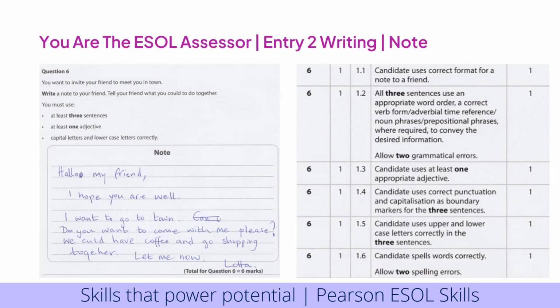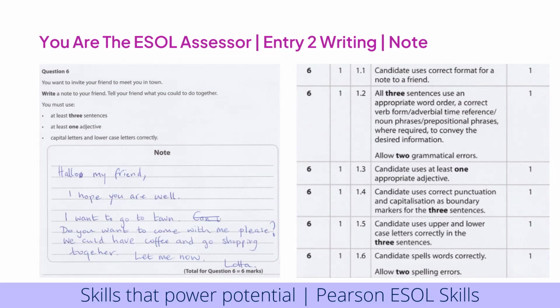We can see now on the right-hand side the mark scheme, and we can see there are marks for the correct format for a note to a friend, the correct use of sentences and grammar, and they're allowed 2 grammatical errors. They need to use at least one appropriate adjective. They need to use correct punctuation and capitalization as boundary markers for the 3 sentences. And they need to use upper and lower case letters correctly in the 3 sentences and then be able to spell words correctly. We do allow 2 spelling errors here.